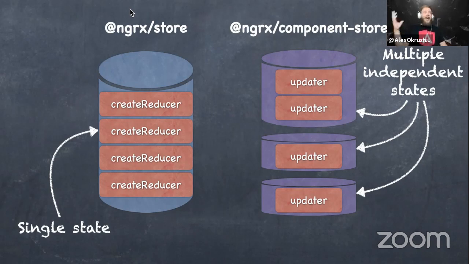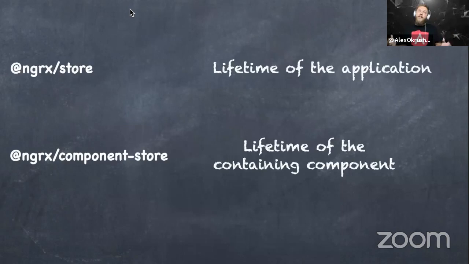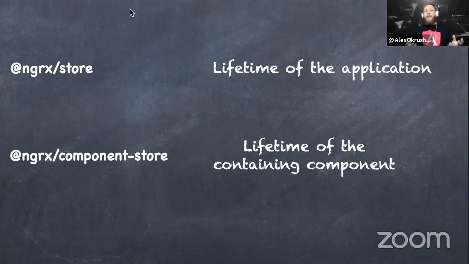Less interaction, and it's auto-cleaned as well, right? And that comes to the lifetime. So the NgRx global store basically keeps the state for the lifetime of the application, and for the NgRx component store, the lifetime is tied to the containing component.